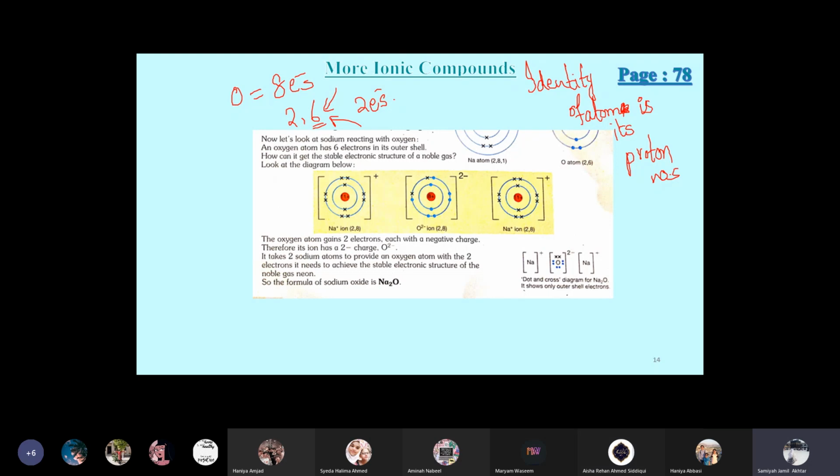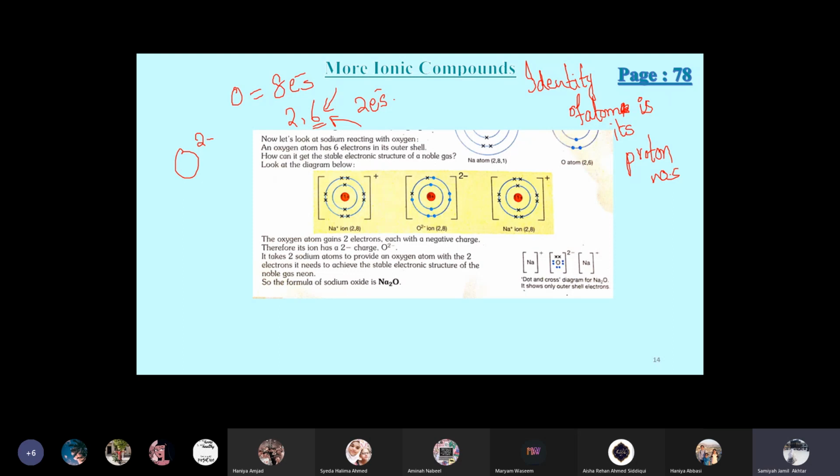How can you get the stable configuration of a noble gas? By gaining 2 electrons. Look at the diagrams. So this is the diagram which we drew: sodium, oxygen, and sodium. The oxygen atom gains 2 electrons, each with a negative charge. Therefore, its ion has a 2 minus charge. So after gaining, it becomes 2 minus.